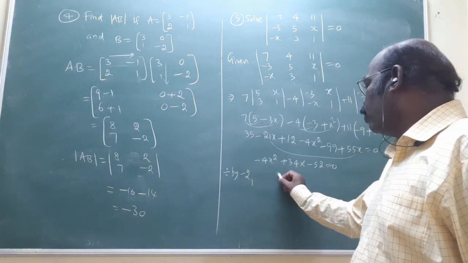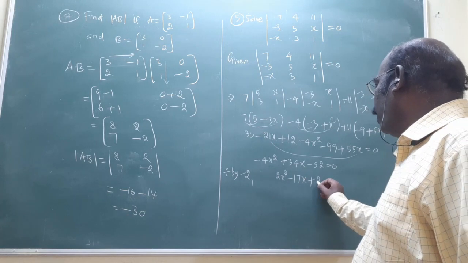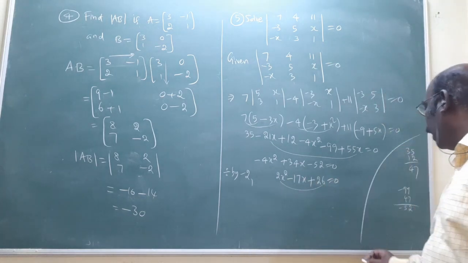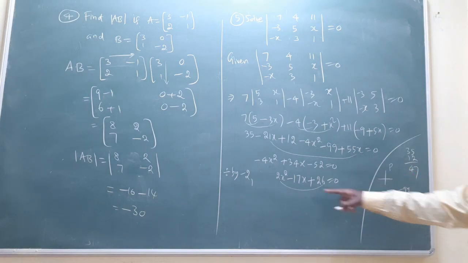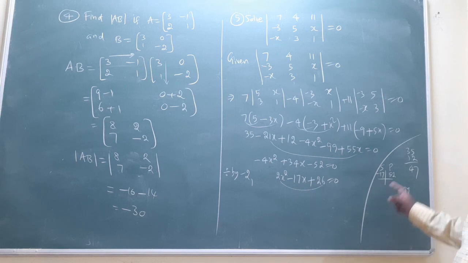Divided by minus 2, 2x square will come. Here minus 17x will come. Here plus 26 will come. Now, previous idea: product of 2 numbers is what? Someone find it. Product of 2 numbers is 52. Sum of the numbers is what? Minus 17. Product of the 2 numbers is 52, sum of the numbers is minus 17. What are the 2 numbers?